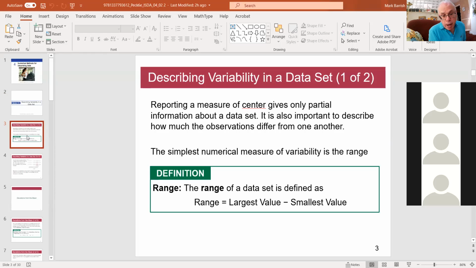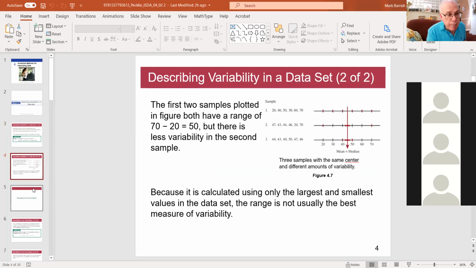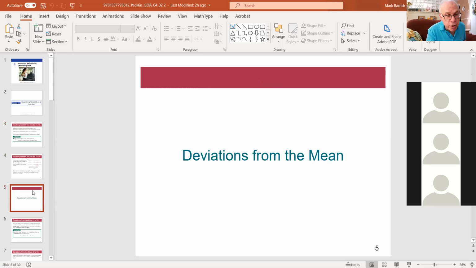Now, the problem with the range, as far as measuring variability, is that it doesn't really measure anything in the middle, any variability that's between those two values. So although it's useful to know the range, it's not a great measure of variability. The statisticians started thinking about what would be a better measure of variability that would include all the values in your data set. And they came up with this idea of deviation from the mean.